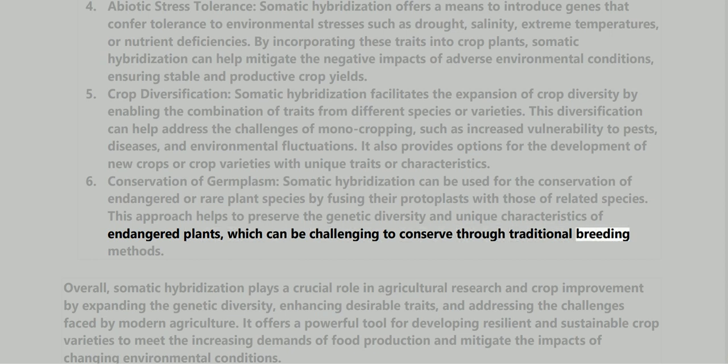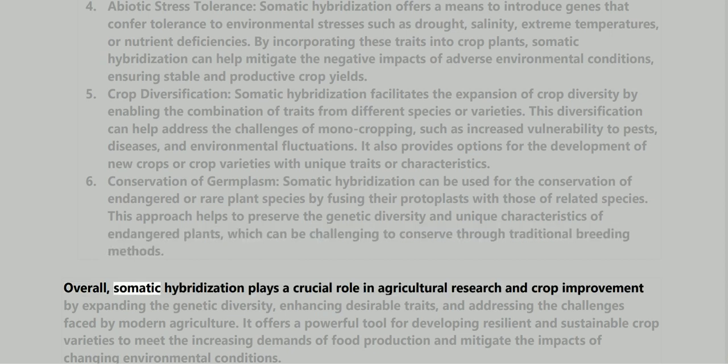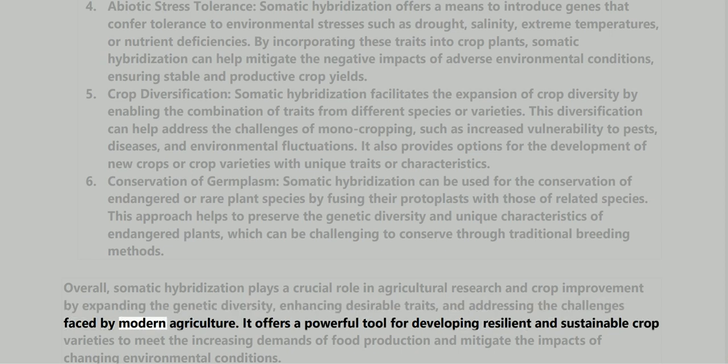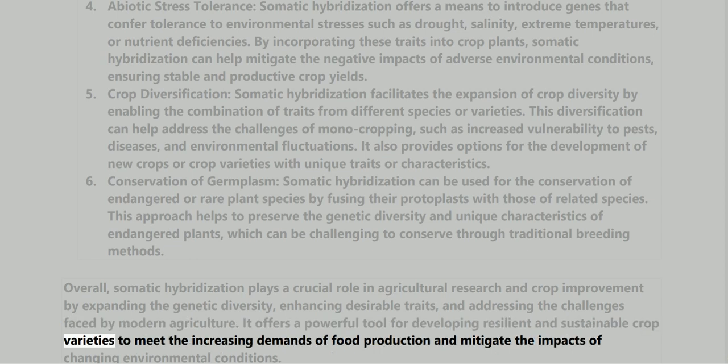Overall, somatic hybridization plays a crucial role in agricultural research and crop improvement by expanding the genetic diversity, enhancing desirable traits, and addressing the challenges faced by modern agriculture. It offers a powerful tool for developing resilient and sustainable crop varieties to meet the increasing demands of food production and mitigate the impacts of changing environmental conditions.